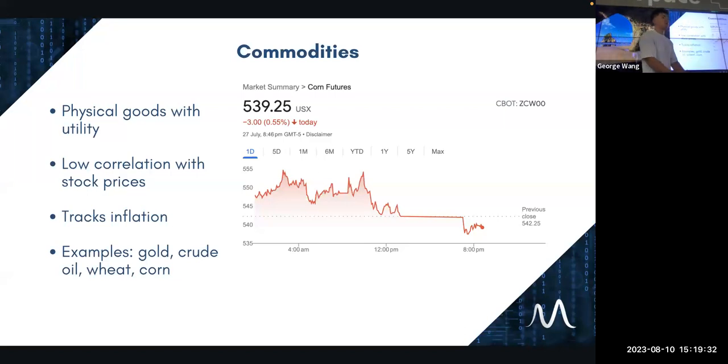commodities often aren't traded on their own. I'll explain this later, but they'll be traded using derivatives. So here's an example of corn futures. I'll talk about futures in a second. Any questions?